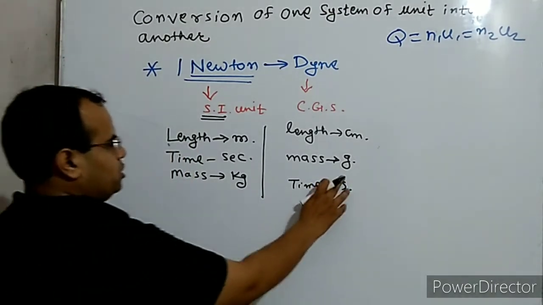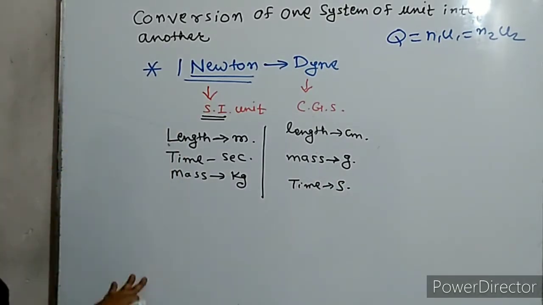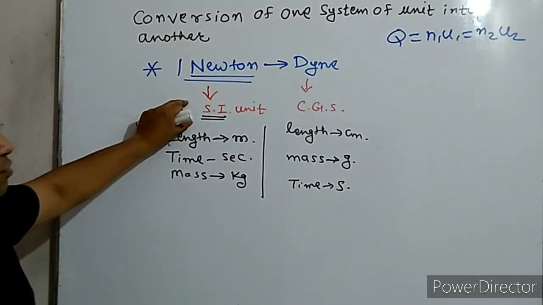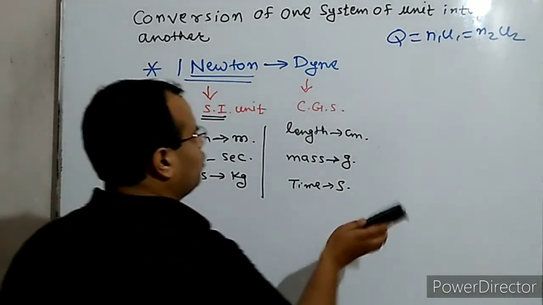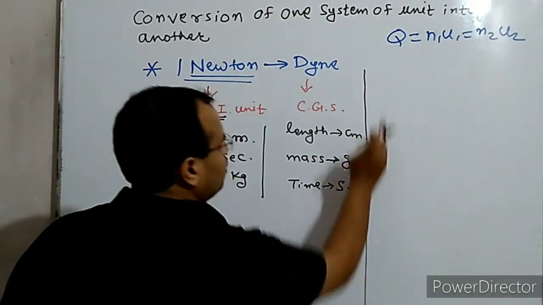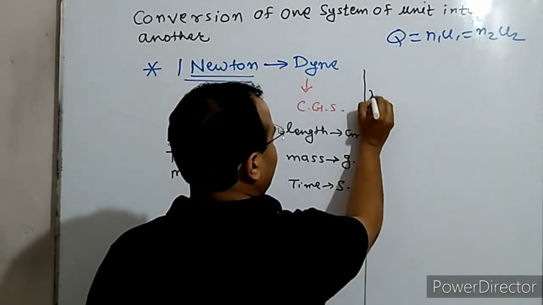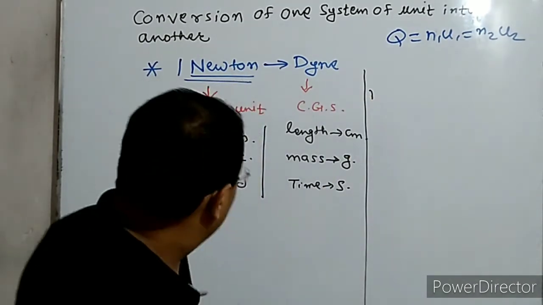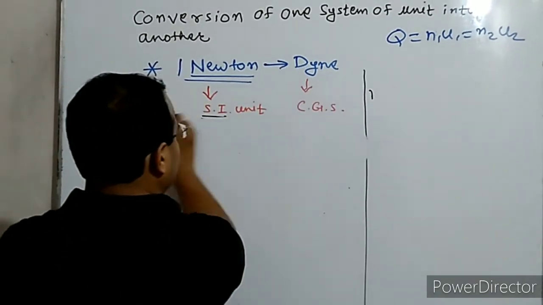Time is measured in second. Now this is what we have here to convert it from SI unit to CGS unit. In order to do this, before this we want to write this formula in a different manner. You must have noted down this. Later on we will be using this.